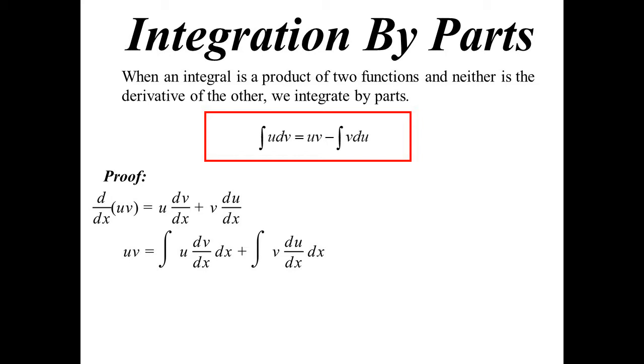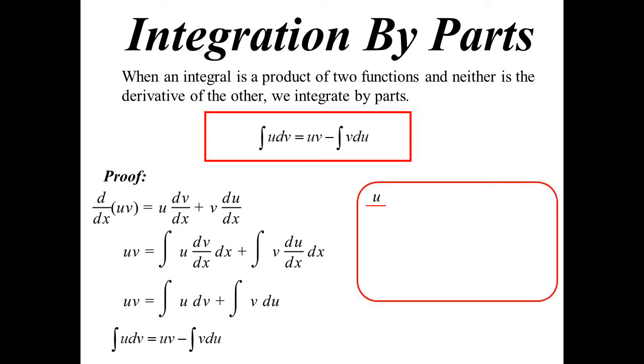The integral of u dv/dx dx plus the integral of v du/dx dx. The dx's, if you like, cancel, and I get the integral of u dv plus the integral of v du, rearrange some terms, and I get the formula. So basically, integration by parts is, in fact, the product rule in reverse. It's going back the other way.